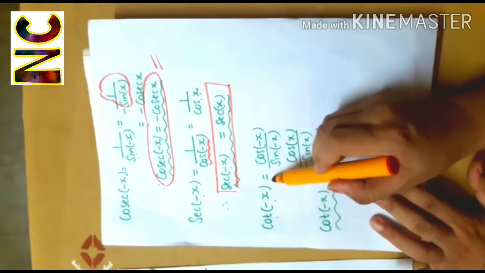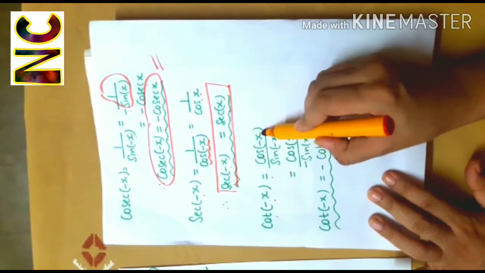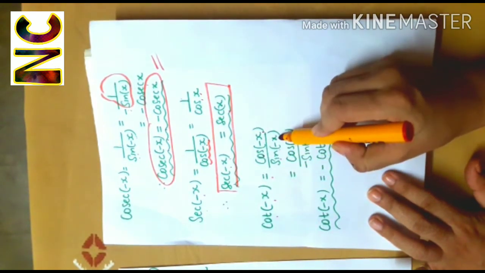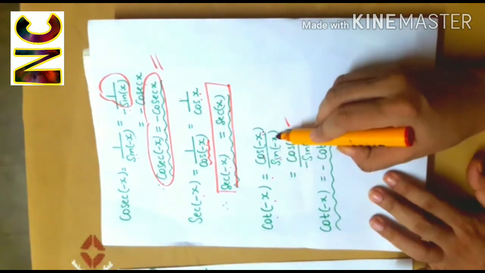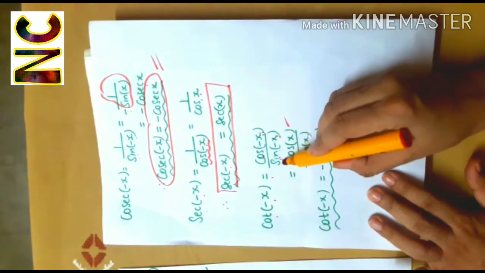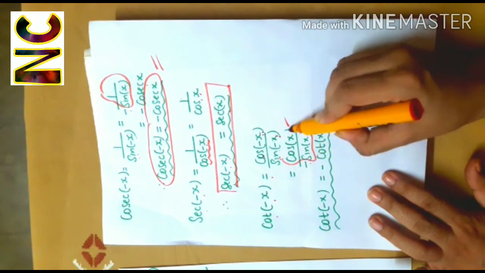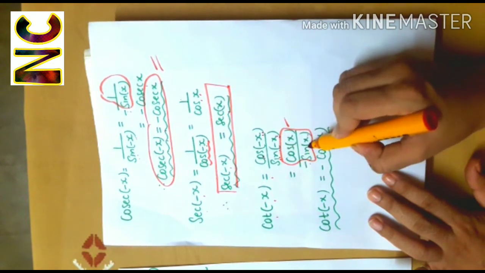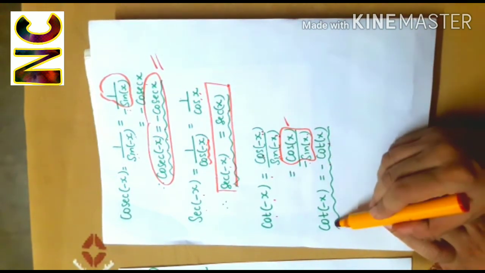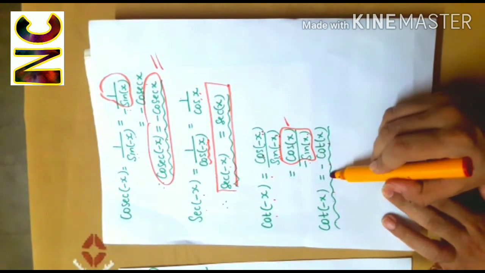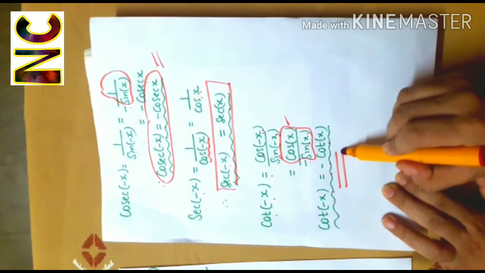Cot minus x can be written as cos minus x over sine minus x. Cos minus x is cos x and sine minus x is minus sine x. What is this equal to? Cos x by sine x is cot x. So I'll get minus cot x. So cot minus x is equal to minus cot x.